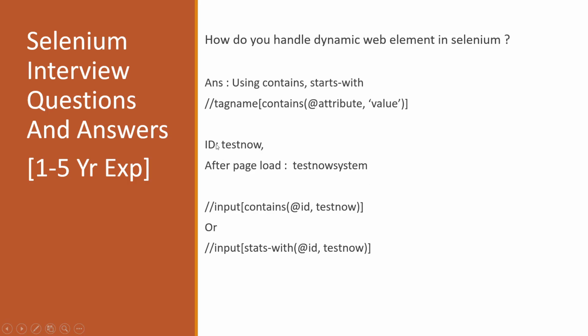I'm giving the example with ID, but suppose you are using the name locator, where name equals testnow. Then you also find that after page load it changes from testnow to testnow system. Initially you had given testnow, but right now it is testnow system, so obviously your test case will fail. We see this kind of behavior multiple times whenever you reload or refresh the page. So how do you handle this kind of behavior?